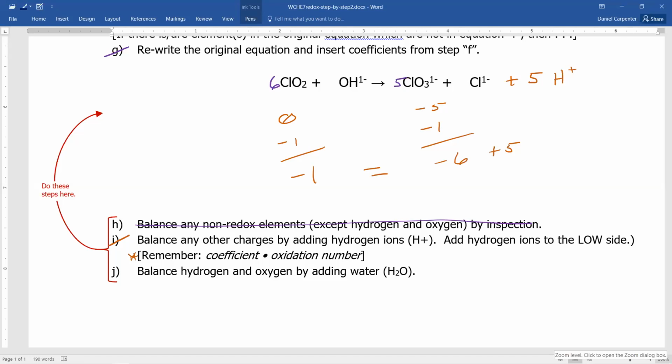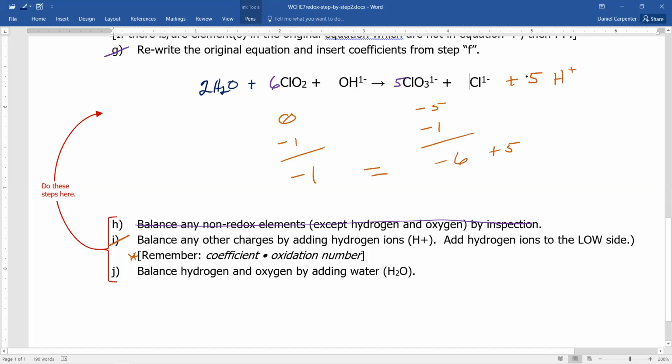All right, so let's see. We got 5 hydrogens on the right and 1 hydrogen on the left. So we're going to need 4 more. I have 1 hydrogen, I need 4 more to make 5. So I'm adding water. 2H2O would balance the hydrogen. 2 times 2 is 4, plus 1 is 5, and 5.